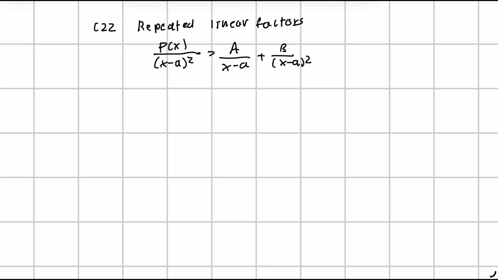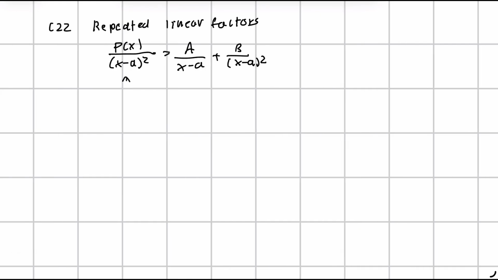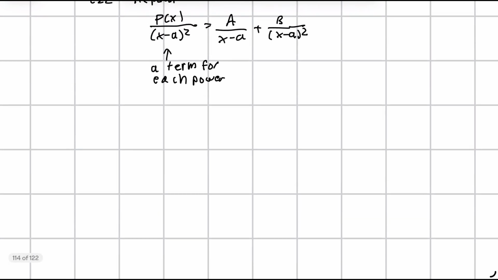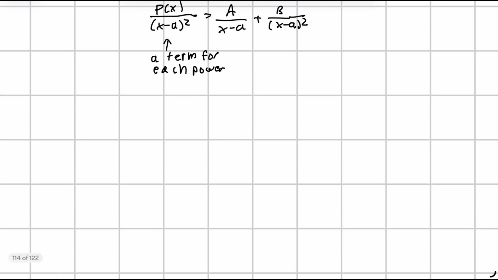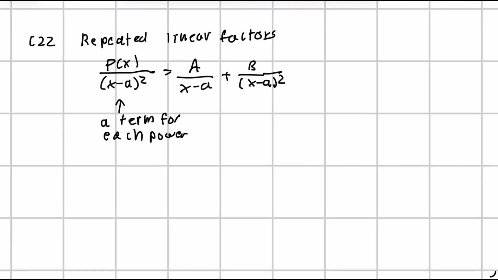So when you have repeated factors, you're going to need a term for each power, right? So we have one term for the first power, and then for the second power, when we have it squared, we're going to have to add another term where we have B over that. So we are first going to factor our denominator, right? And then we're going to include each of our repeated powers.